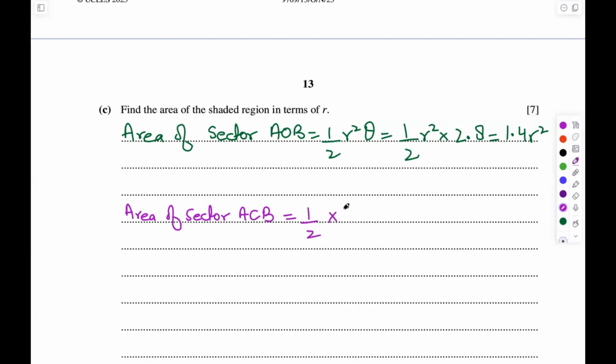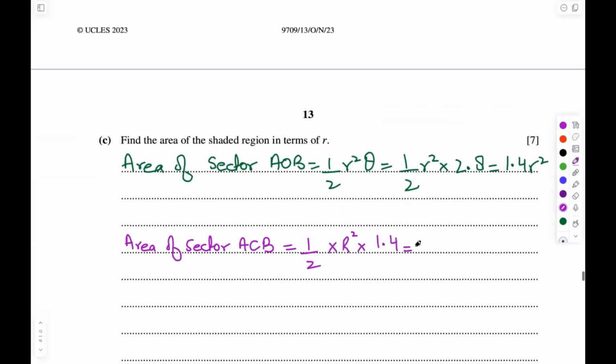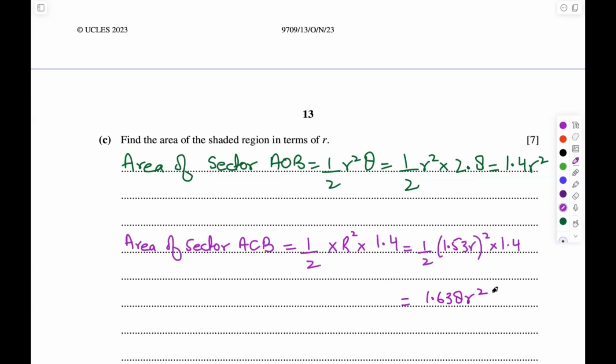Again, we'll use the formula half R squared theta. In this case, the radius is capital R and the angle is 1.4 radians. Now, in place of R, we already have a substitution. R is 1.53 small r. So this will be taken as 1.53 r whole squared into 1.4. Now, substituting this in the calculator, we'll get 1.53 whole squared and then multiplying it by 1.4. That will be equal to 3.2776, and then dividing the answer by 2, we'll get 1.638. So this will become 1.638 r squared.